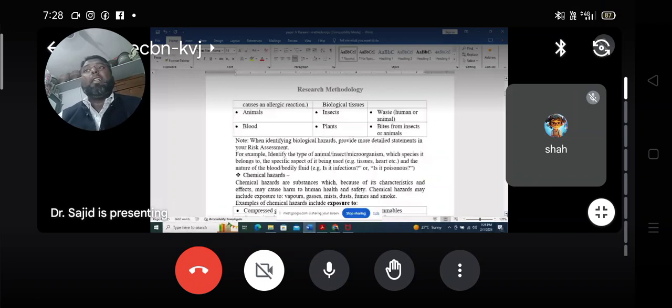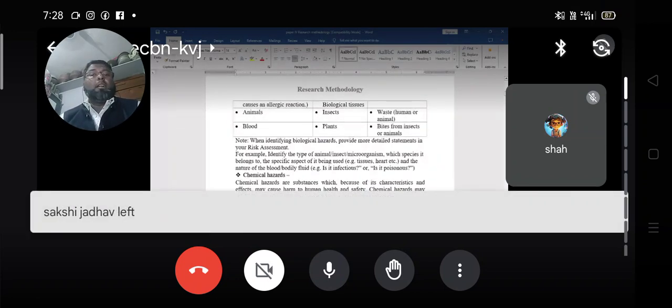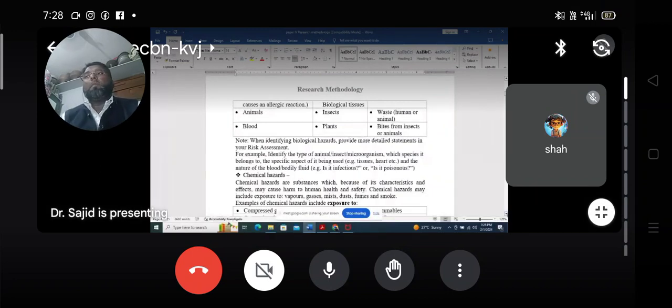For example, identify the type of animal, insect, or microorganism, which species it belongs to, and the specific aspect of it being used, for example tissue, heart, etc., and the nature of the blood or body fluid. Is it infectious or poisonous? You have to identify that in the laboratory. If you are working in a clinical laboratory, different blood samples will be there, and you don't know whose blood it is, whether it is contaminated or pure. It may have many contaminants and different diseases in that blood sample. You have to take care of these things.